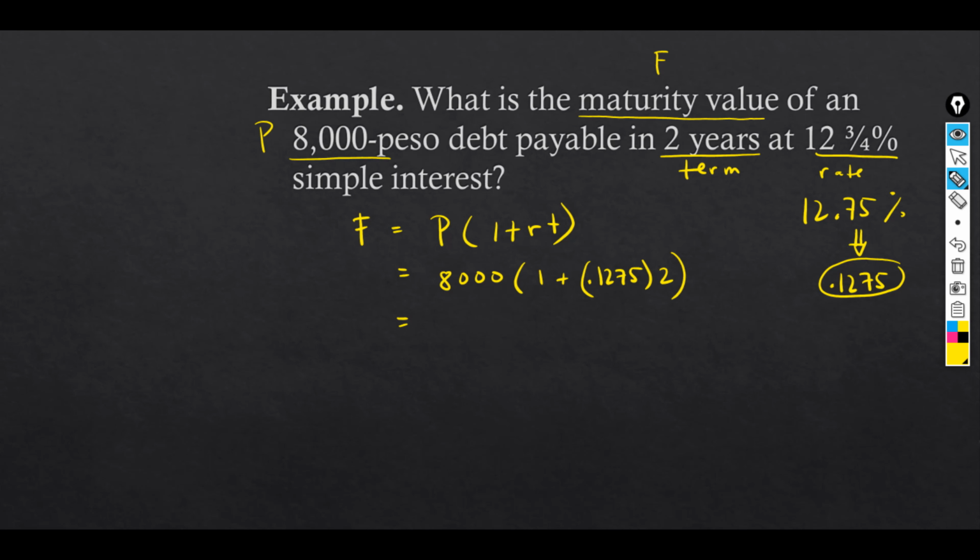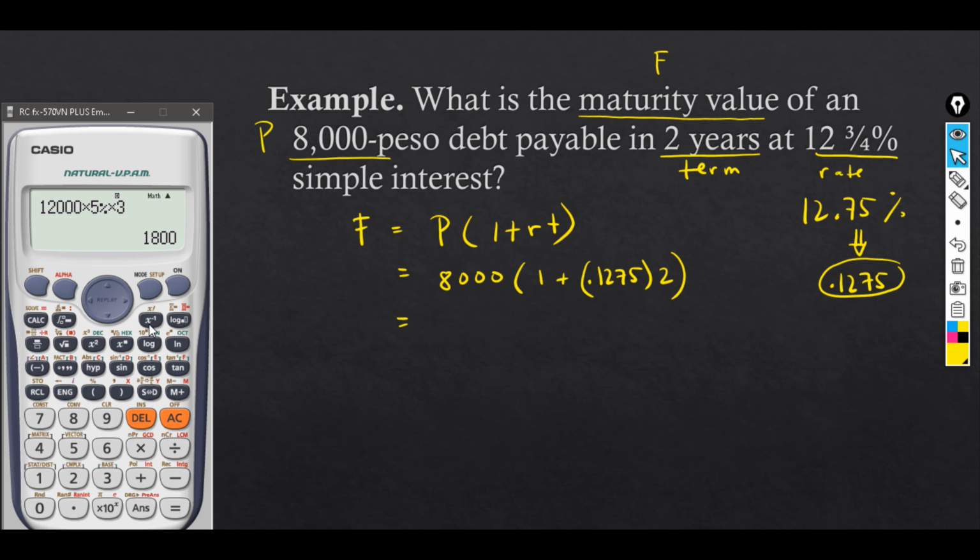Yan. Tapos, enter nyo lang sa calculator nyo. So, calculator, 8,000 parenthesis 1 plus R. So, R is 12 in the report. So, gamitin ko na lang dito yung mixed number. Shift mixed number, 12 and 3/4 percent. So, shift percent times 2 years.